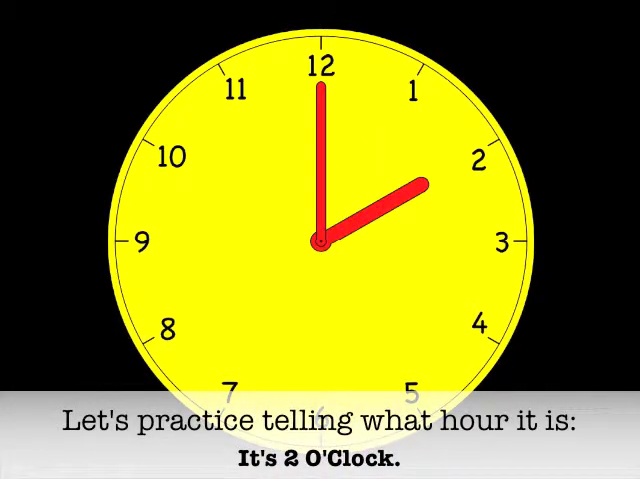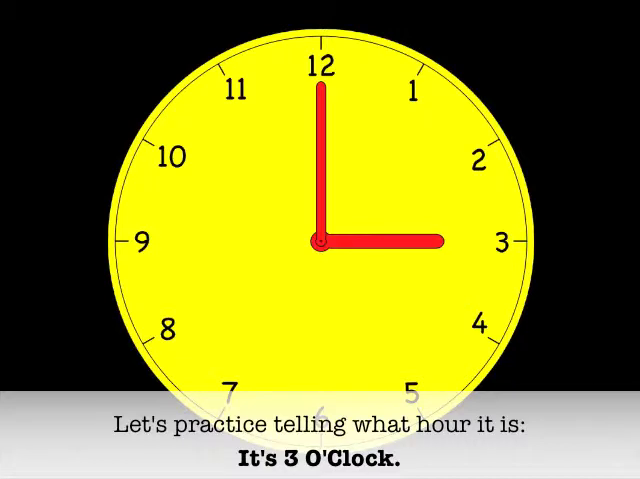Now that we know how to find 1 o'clock, let's try to figure out what this time is. We know that we start by looking at the shorthand, the hour hand. The hour hand in this picture is pointing at the 2. Now we look at the minute hand. It is at the very top. So now we know that it is 2 o'clock.